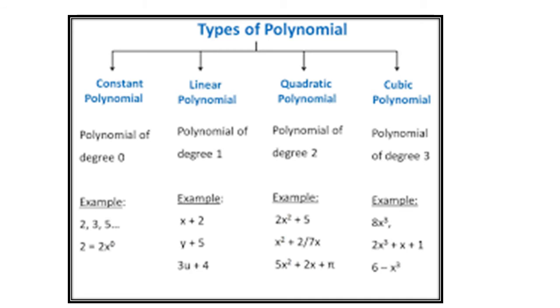Now, based on the degree, we have different types of polynomials. When you observe the first case, it is a constant polynomial, so the polynomial of degree 0. Suppose you have examples like 2, 3, 5. Whichever variable you write along with it will have the highest degree as 0. Such types of polynomials are called constant polynomials.